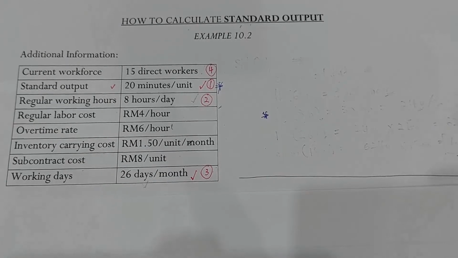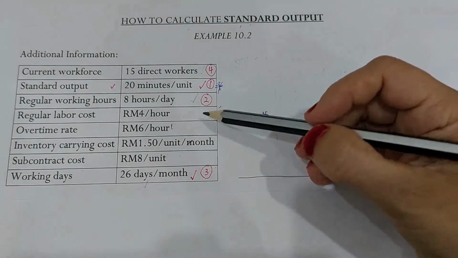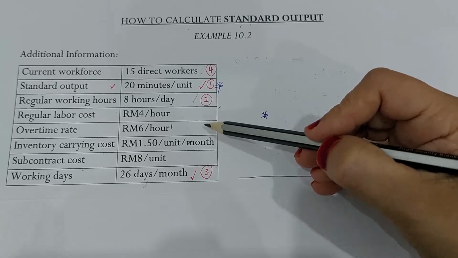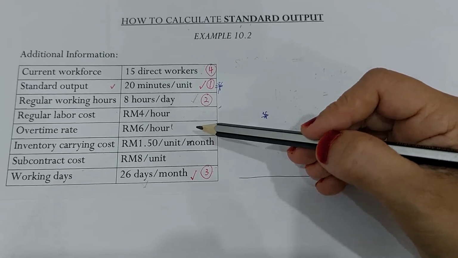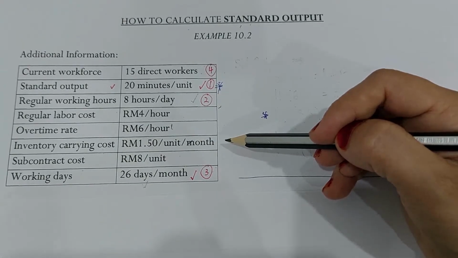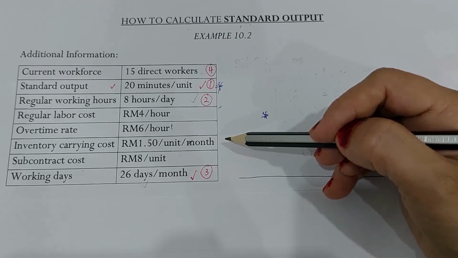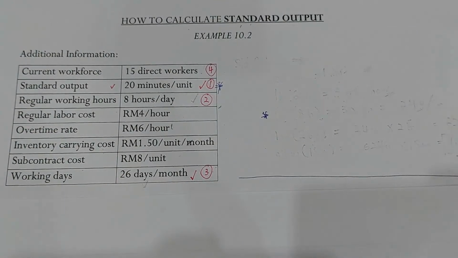Okay, so refer to the additional information given for this example. So the additional information given for this example 10.2 is in table format like this. Okay, so this additional information can sometimes be given in sentences. So please make sure that you understand all the additional information given. Okay, so to calculate the standard output, what are the information that we need to have? Okay, out of all the additional information. Okay, tak semestinya ke semua additional information ni kita guna.